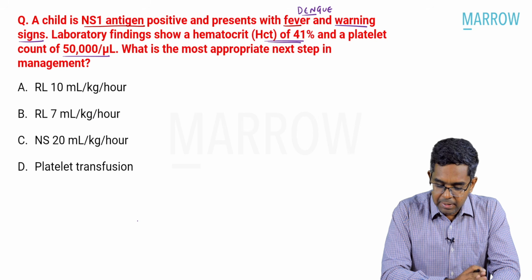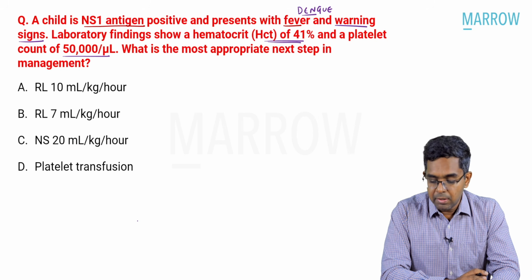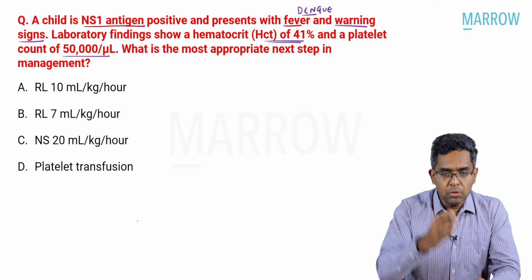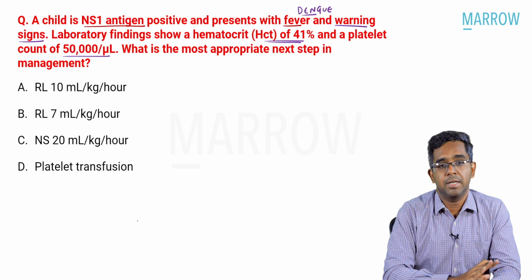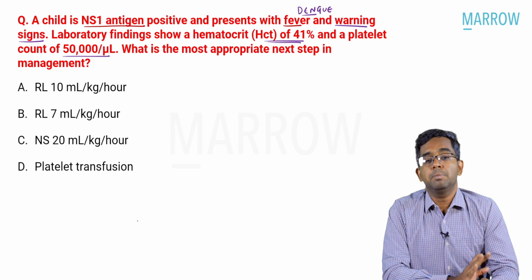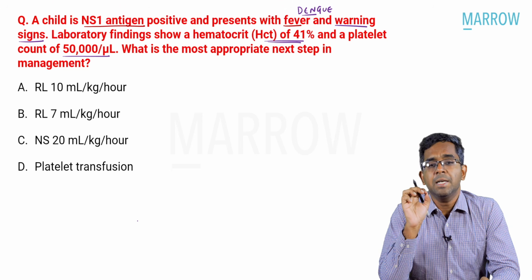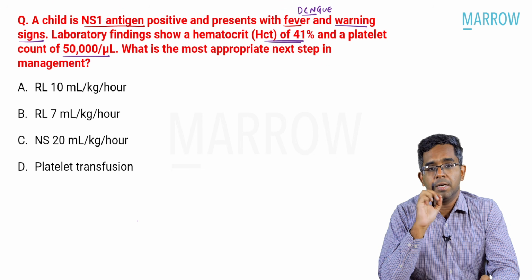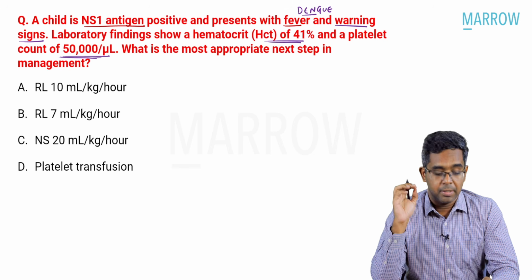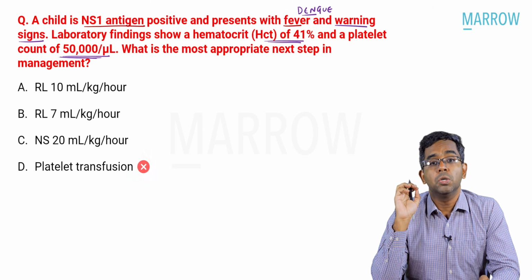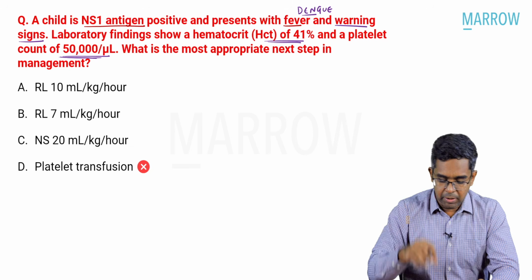The question clearly says that this is a dengue with warning sign. And if you look at the 4 options, 3 options are related to fluids only. The first 3 options are related to fluid. The 4th option is related to platelet transfusion. First of all, is platelet transfusion routinely done? The child is having low platelet. I'm asking the question, is it routinely done? It is not routinely done. Please keep this point in mind.